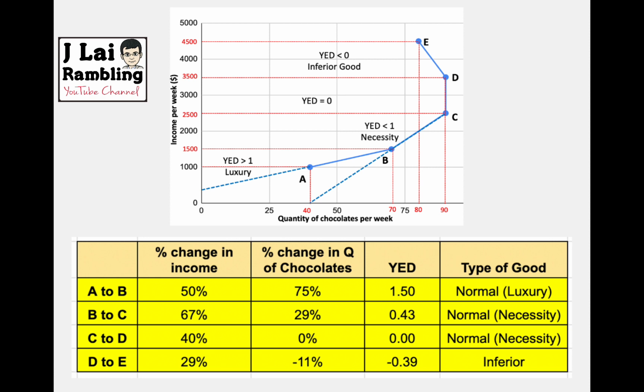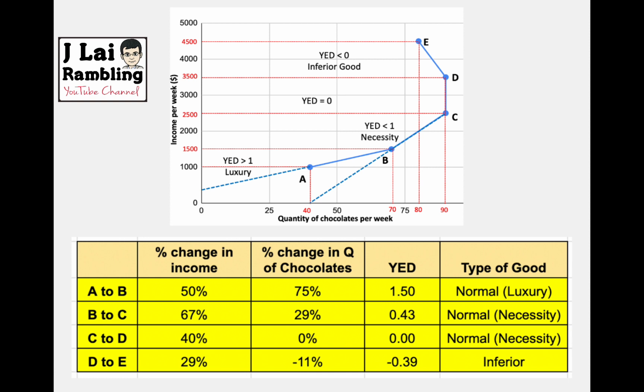One more question that you may be asked is they might simply give you the segments A to B and B to C without any numbers, and you will be asked whether the good for different segments is a luxury good or a necessity. The way to work it out is to extend the line as I've done here with the dotted lines and see where it hits. So let's say that I've been given A to B with no numbers, so I can't calculate the income elasticity. All I need to do is extend A to B and see where it hits on the axis.